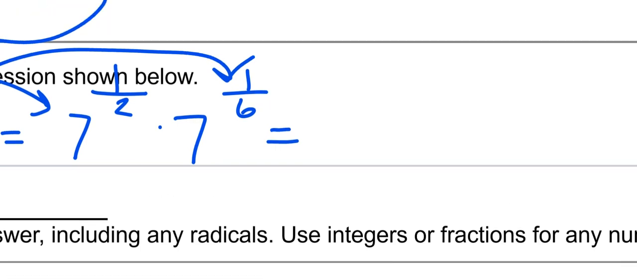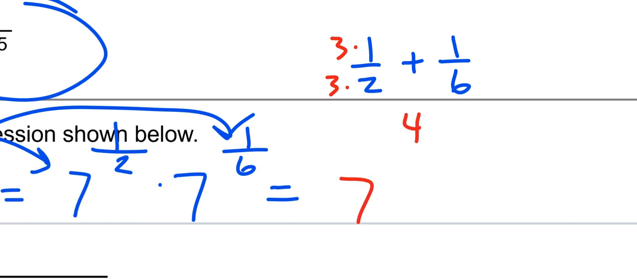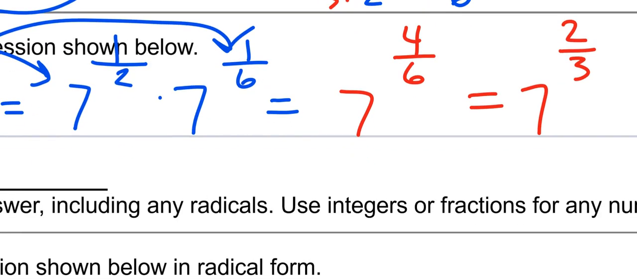When we multiply like bases, what do we do with the exponents? You add them together, okay? Now, 1/2 plus 1/6. What do we need? Common denominator. We can multiply this one by 3, and we will have a common denominator. So this would be 7 to the 4/6. I would take that answer. I would take this answer. What are the radical versions of those answers? And I would accept both of them.